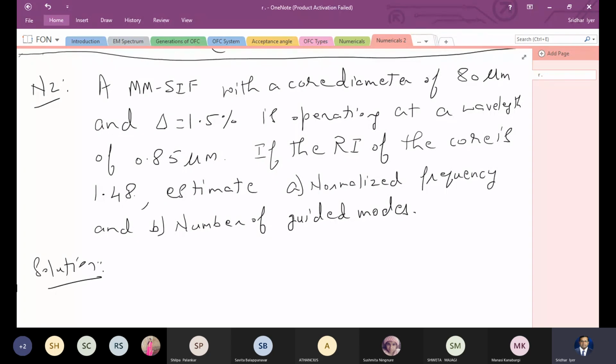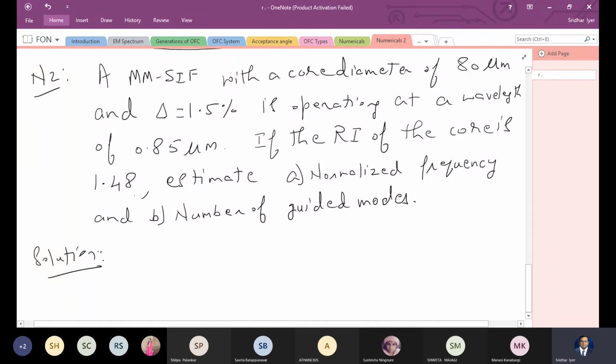I think we were able to at least write the equation. So let me also try solving this. I'll do the first part where we have to find the normalized frequency, which is V, which is 2 pi by lambda A n1 root 2 delta. I'm using this form of equation for V number because delta is given to us, right?